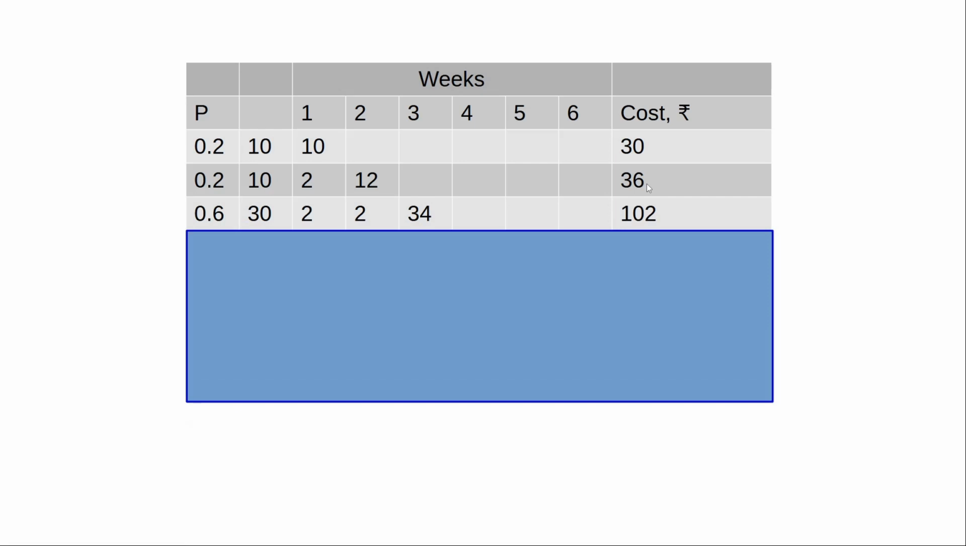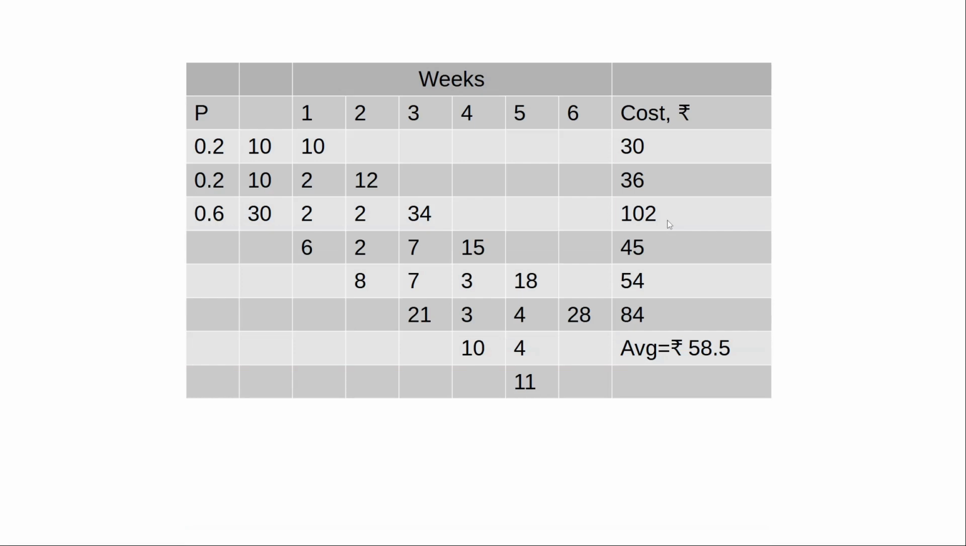Let's come to the third week now. From the original 50 bulbs that I started off with, 30 bulbs would fail in the third week. Now the 10 bulbs replaced at the end of the first week, out of that 2 bulbs would fail at the end of the third week because it has only covered 2 weeks. And from the 12 bulbs that have been replaced at the end of the second week, they have covered only 1 week, so only 2 bulbs would fail. So the total bulbs to be replaced at the end of the third week would be 34, and the total cost would be 102.